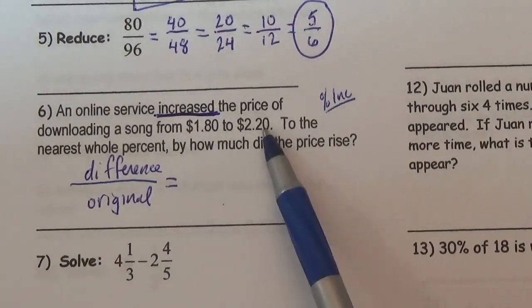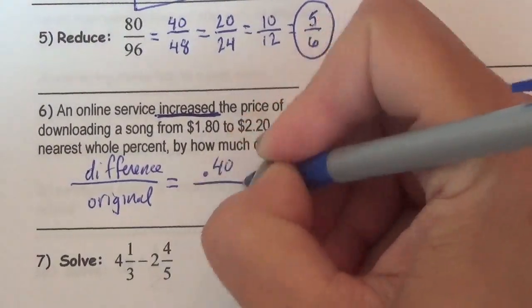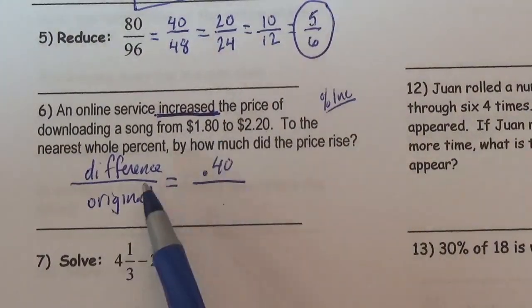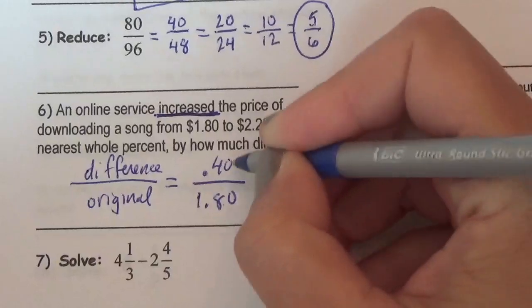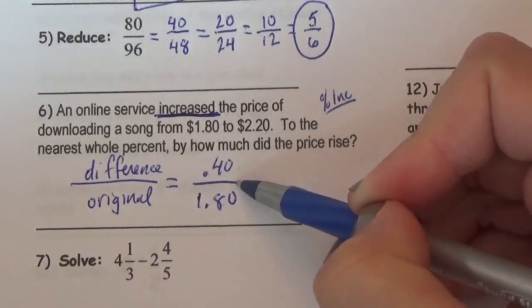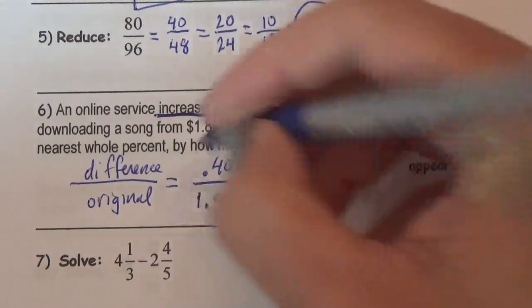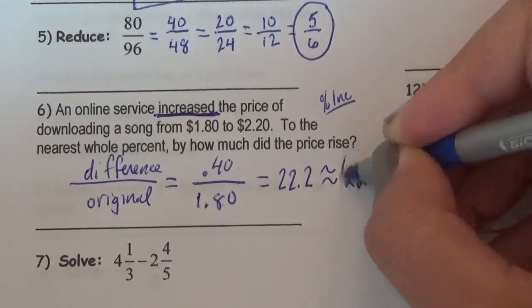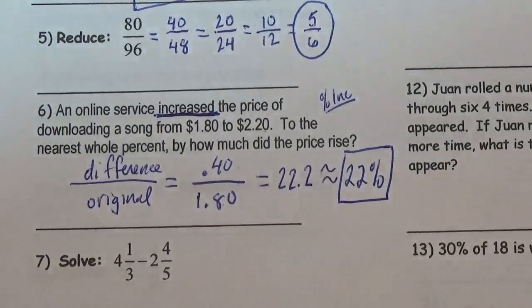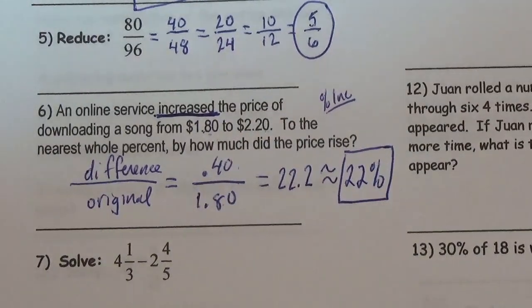What's the difference between $2.20 and $1.80? Difference means you're going to subtract these, so it's a 40-cent difference, so 0.40. Which price is the original? Where did it start at? It started at $1.80, so that's the original. You would type in 0.40 divided by 1.80, and it looks like you get 22.2. It says to the nearest whole percent. So that's about equal to a 22% increase. So they took 22% of the original and added it on, is what they're saying.